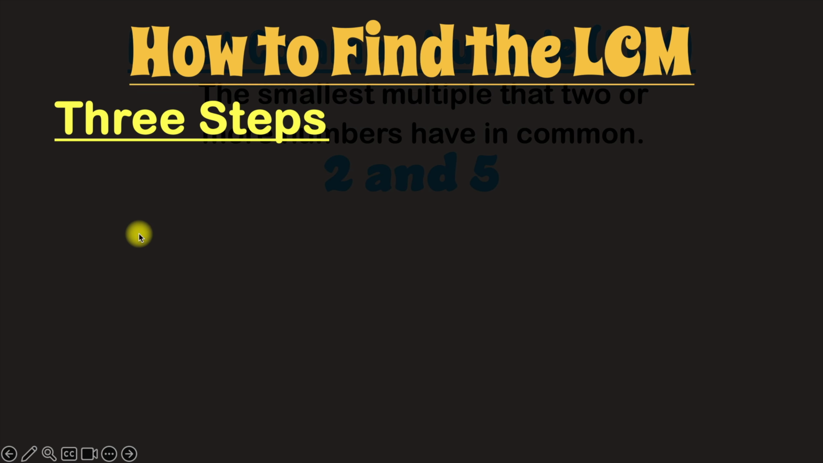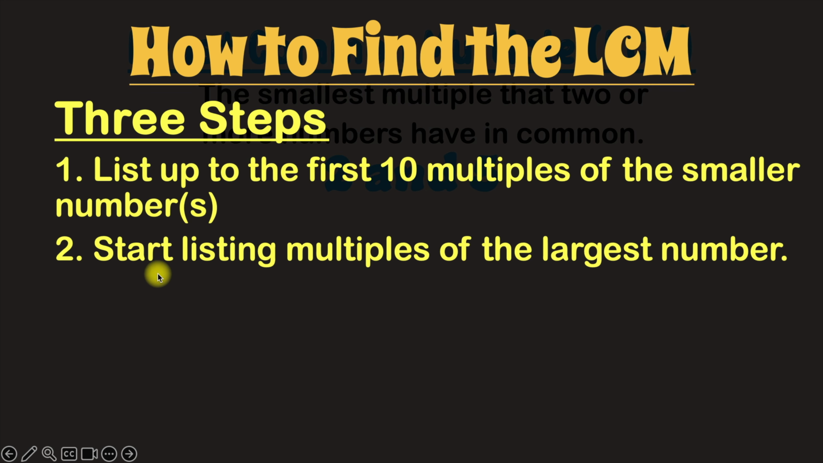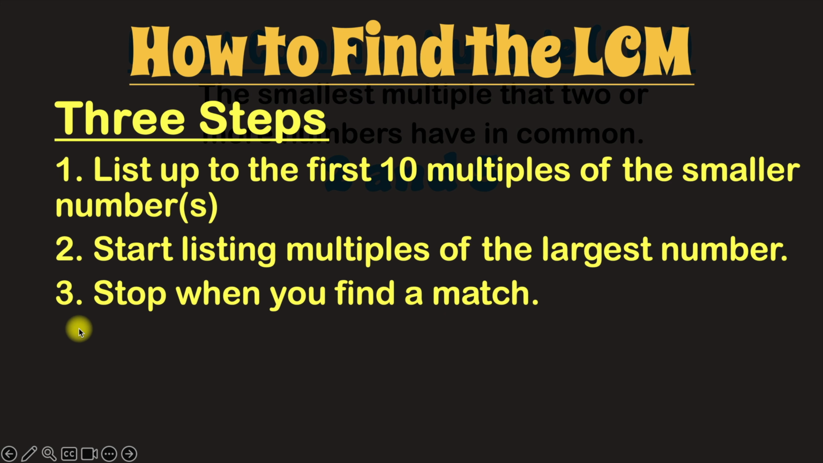Step number 1. List up to the first 10 multiples of the smaller number or numbers. Step number 2. Start listing multiples of the largest number. And step number 3, stop when you find a match.